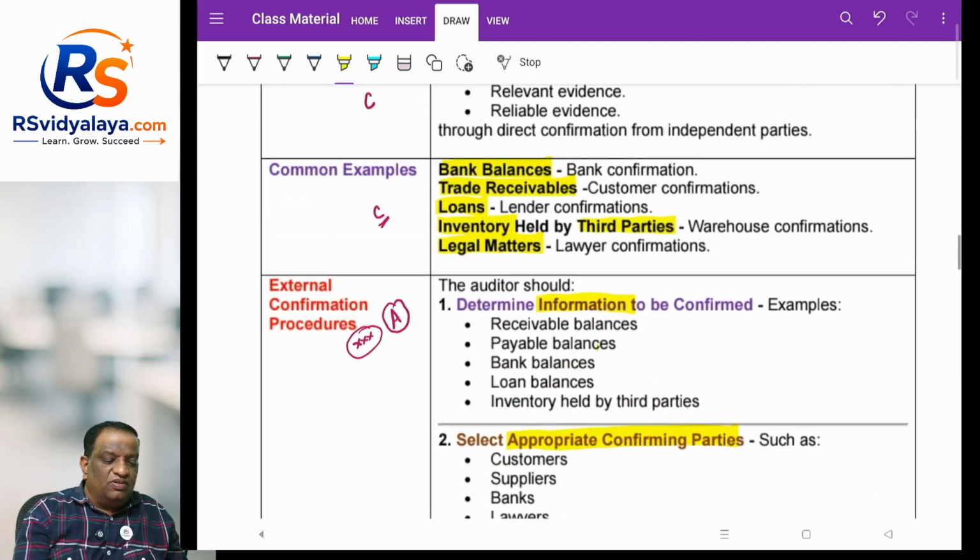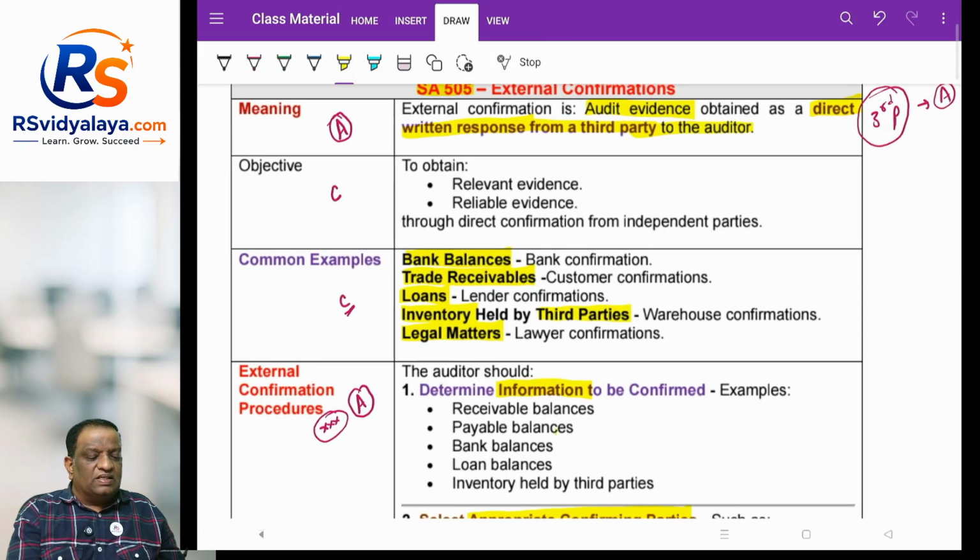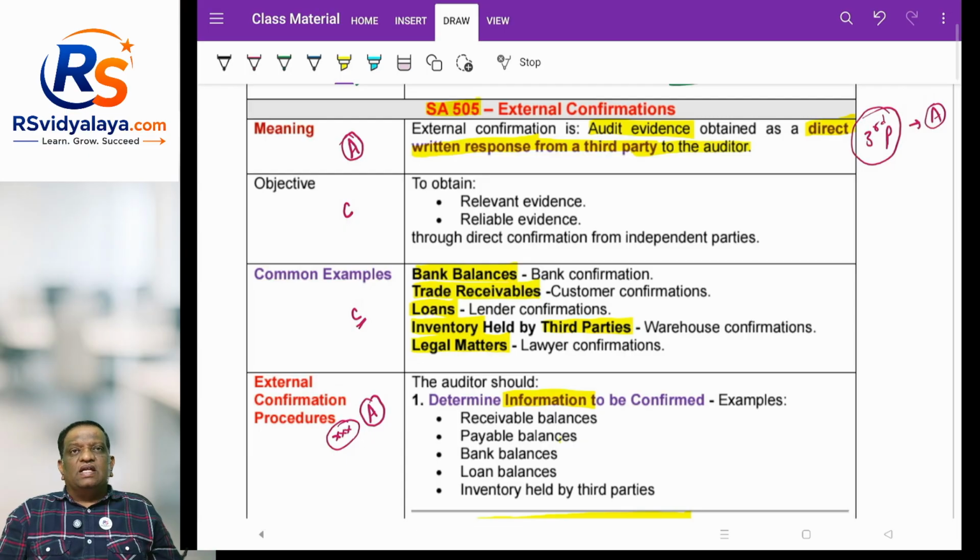Now let's touch on it one more time. What does this standard talk about? This standard talks about obtaining external confirmation. Simple summary: who is obtaining from whom? The auditor is obtaining from the third party. Now, I will go a little zigzag to give you the concept. Now, is it mandatory for the auditor?